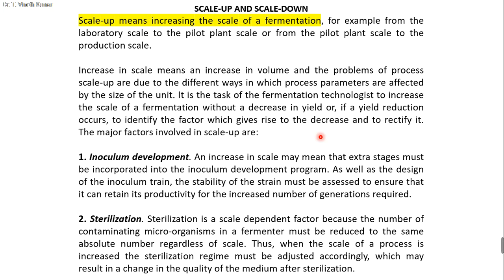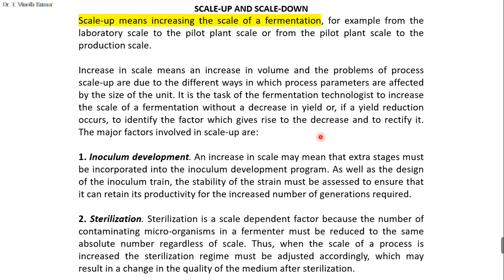For example, if you have approximately a 1 liter fermenter, you need a minimum of 100 ml. That is 1%. The 100 ml is the minimum volume for the inoculum development. You can prepare the 100 ml inoculum easily, maybe as an overnight seed culture. But if you are scaling up to a 1000 liter fermenter, what will happen? 10 liters of inoculum is required.